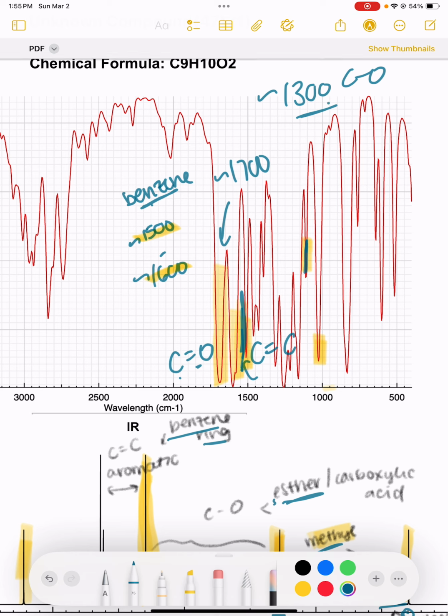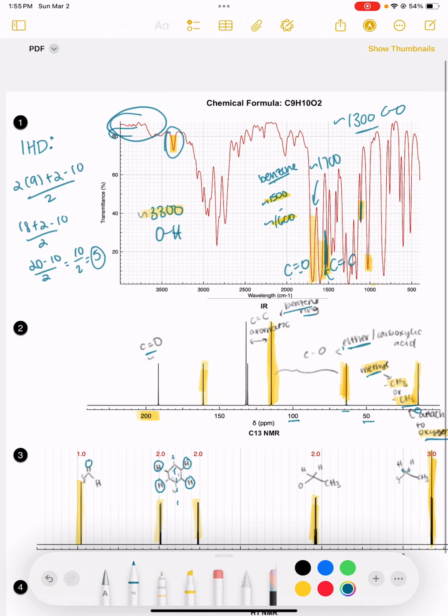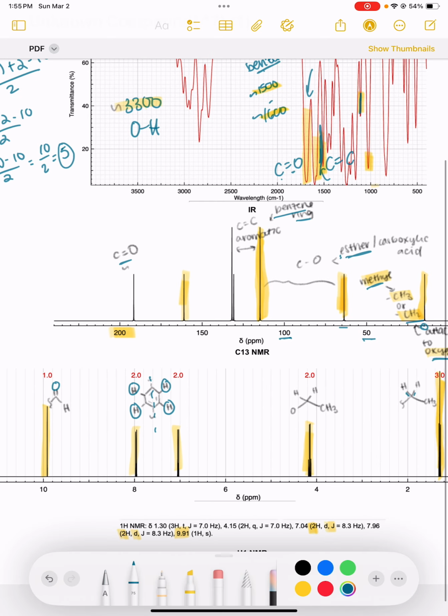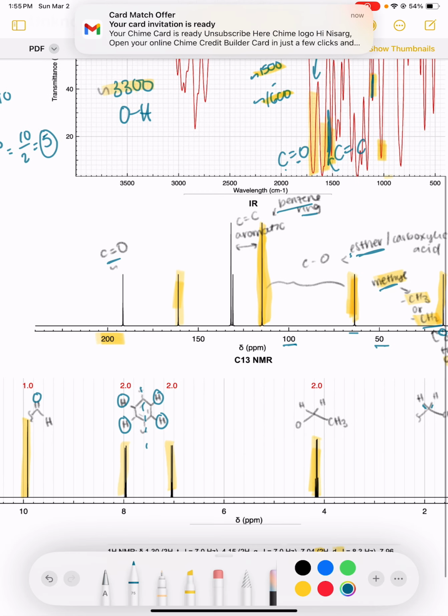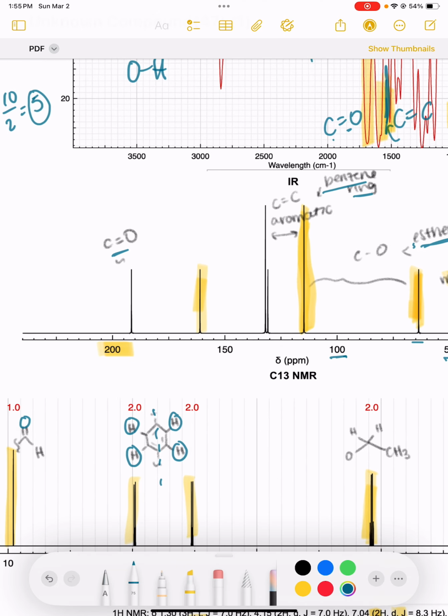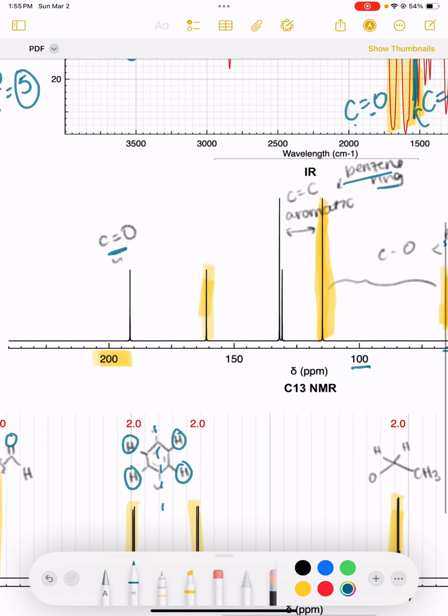So then if we look at around 1300 or 1000, we see that there is a carbon single bonded to an oxygen, which suggests that there is an ester or carboxylic group. And again, I believe it is an ester. Now if we look at the C NMR in ppm, we see that around 200 there is a carbon double bonded to an oxygen, which most likely is an ester.